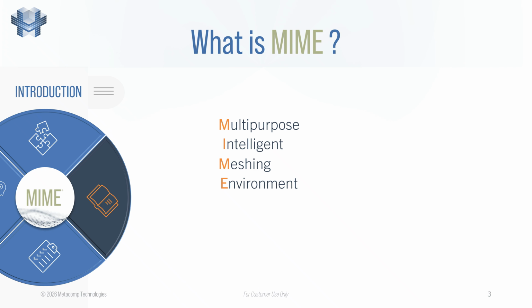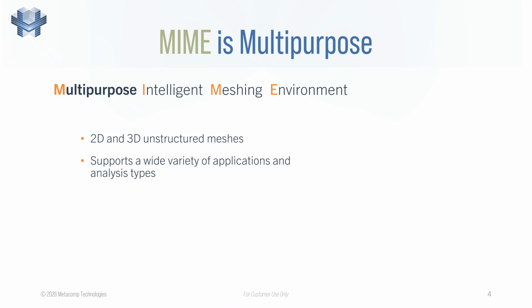So let's begin with a brief introduction to the MIME mesh generator. The name MIME is an acronym that stands for Multi-Purpose Intelligent Meshing Environment. It is multi-purpose in that it allows users to quickly create high-quality meshes for a variety of analysis needs. MIME can be used to produce both two-dimensional and three-dimensional unstructured meshes. MIME's meshes are regularly used for the full range of fluid dynamics simulations as well as for conjugate heat transfer and structural dynamics simulations.